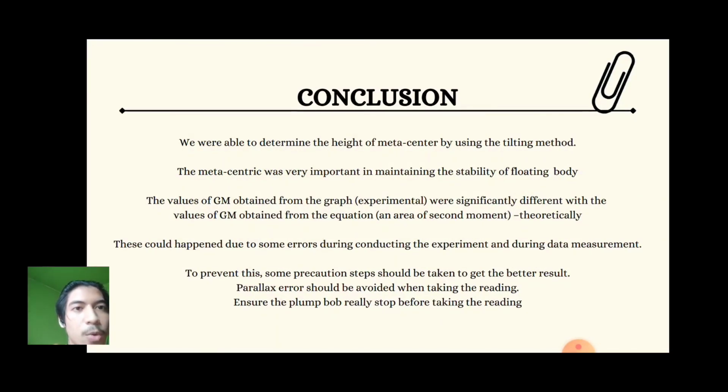Conclusion: we were able to determine the height of the metacenter by using the tilting method. The value of GM obtained from the graph was significantly different from the values of GM obtained from the equation. This could happen due to some errors during conducting the experiment. So to prevent this, we need to take some precaution steps such as parallax error should be avoided when taking the reading, and ensure the plumb bob really stops before taking the reading.